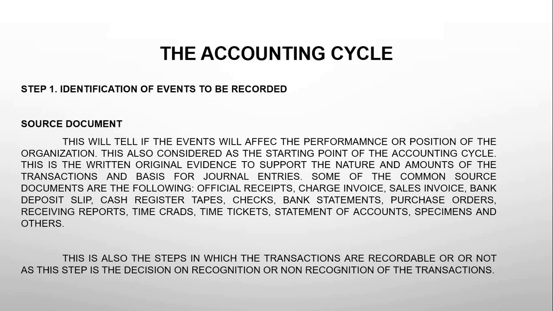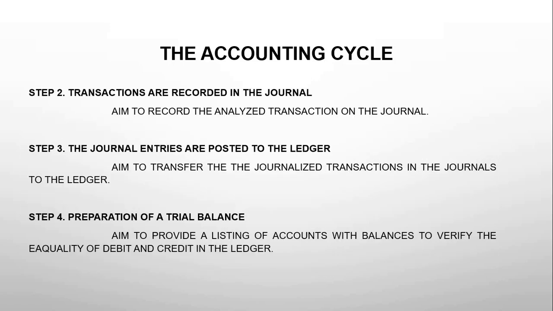Okay, for step 2, transactions are recorded in the journals. This is where we make the journal entry. It aims to record the analyzed transactions in the journal. And then step 3, the journal entries are posted to the ledgers. This is the posting to the ledger, summarizing. It aims to transfer the journalized transactions in the journals to the ledger.